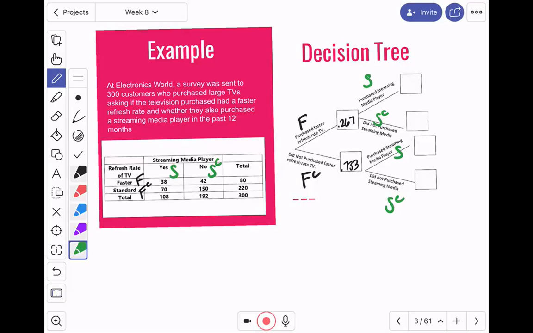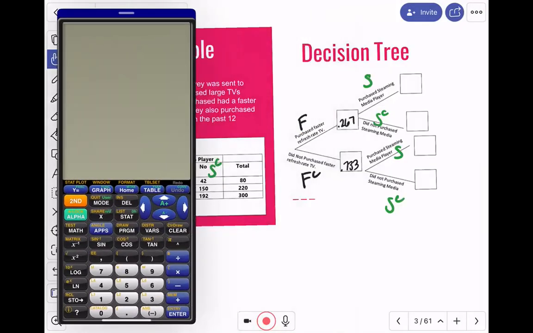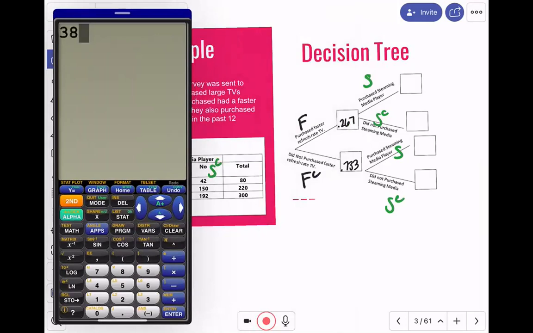So when I read this now, I'm going to read it as what percentage of people purchase a faster refresh rate TV and a streaming media player? That goes right here. Everybody understand that? Yes. These are the faster refresh rate TVs and the streaming media player. What percentage of people did that? How many people did it, by the way? Let's start there. How many people did it? 38. 38 out of how many total? 300. So I'm going to go 38 divided by 300. So in this box, I'm going to put in 0.127.